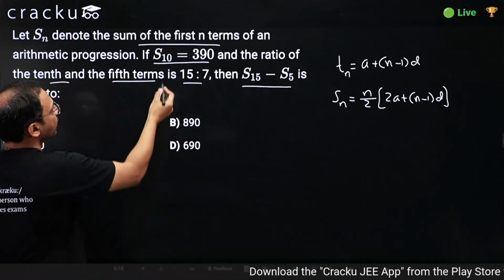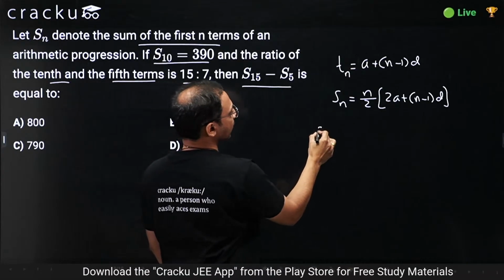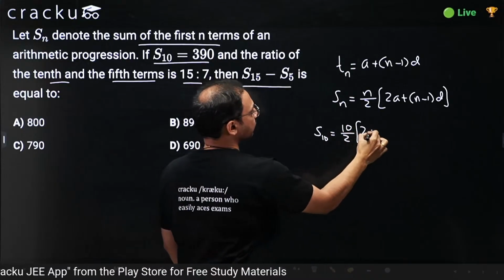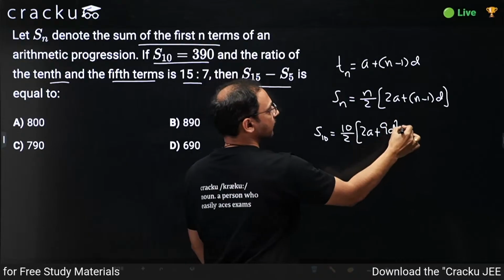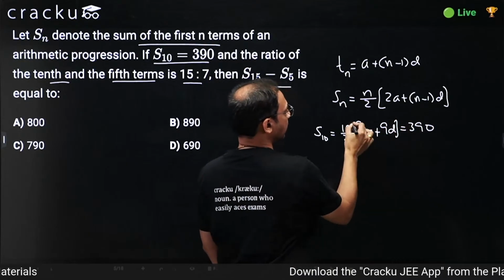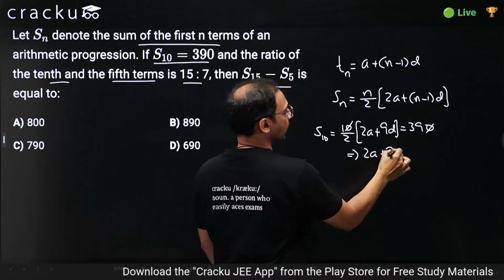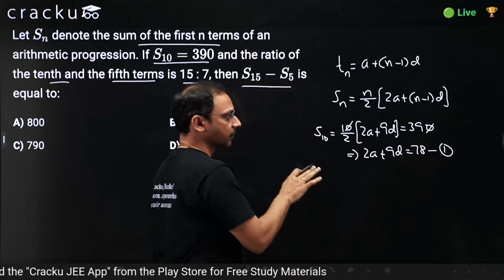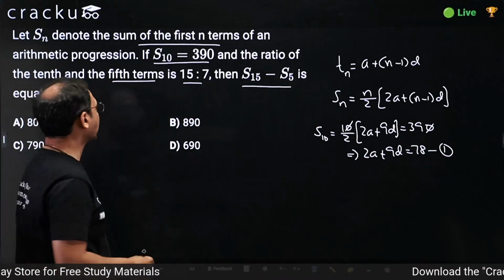So let us see. Let's look at S10. Put n is equal to 10 here. We get S10 is equal to 10 by 2 into 2a plus n minus 1 is 9, so I'll get 9d here. This will be 390. 10 will get cancelled off, and we get 2a plus 9d is equal to 78. So we have one equation in a and d. We'll be getting another equation from this.